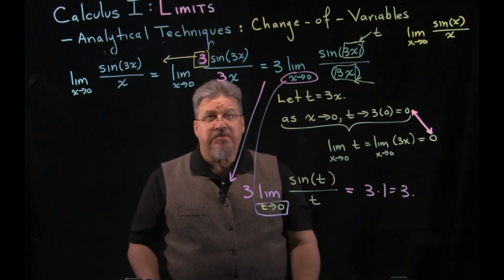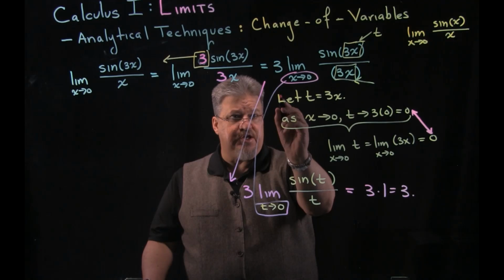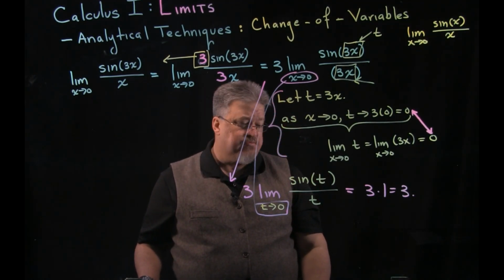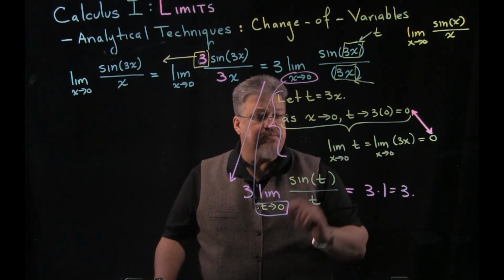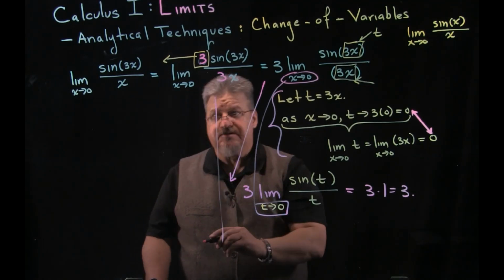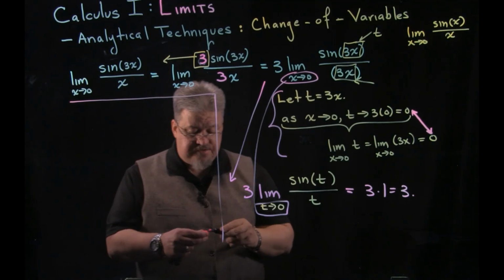The key in this problem is, when you're showing the work, you need to show the change of variables. We know by graphical means, or even using a calculator, that the limit's going to be 3. That's not what's being asked. What you're being asked is to demonstrate analytically that this limit is 3.